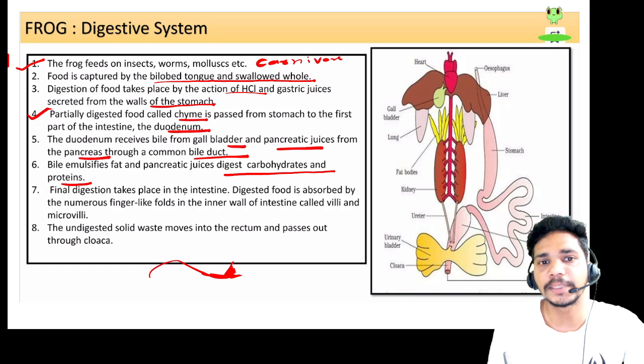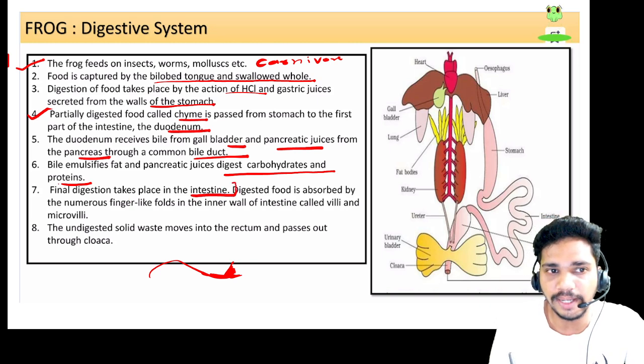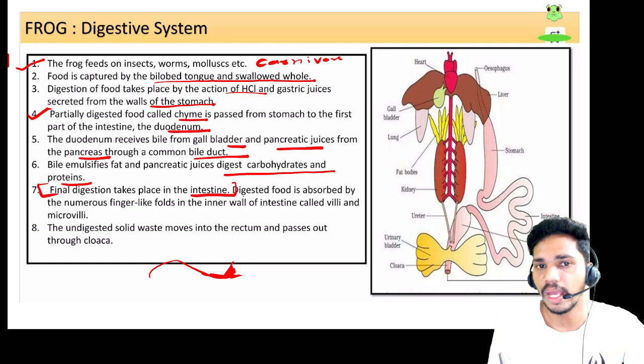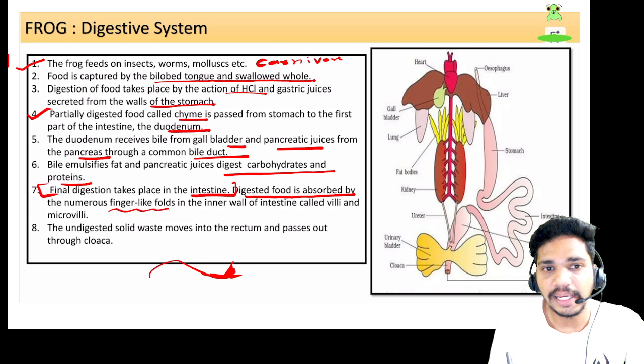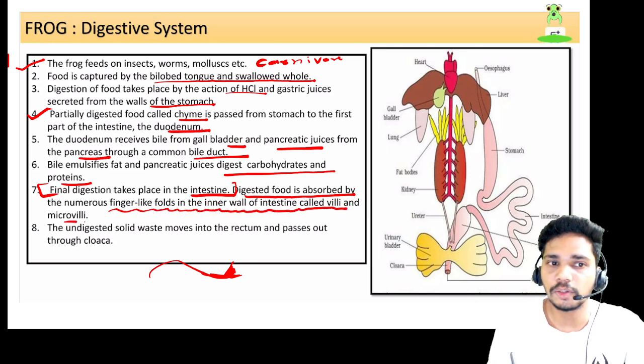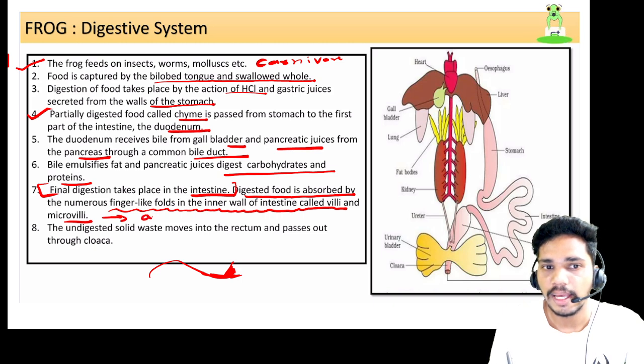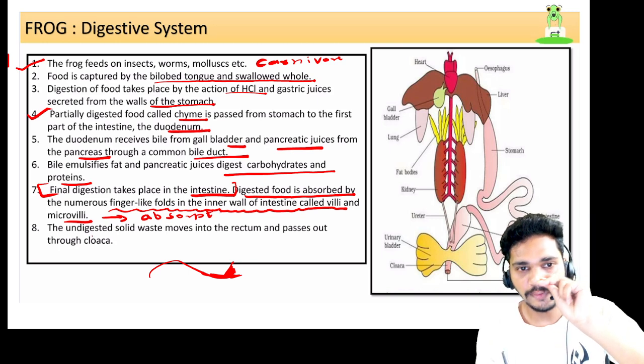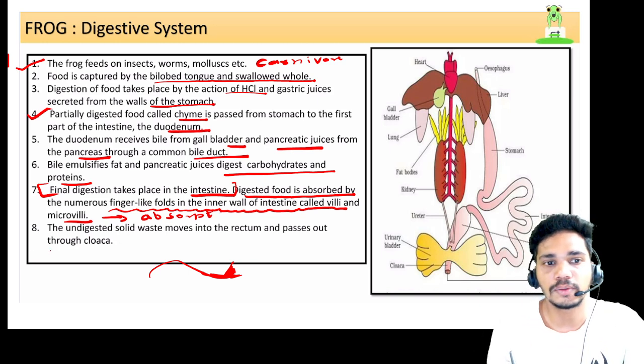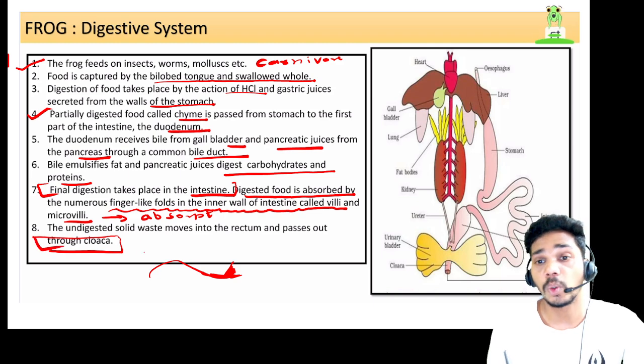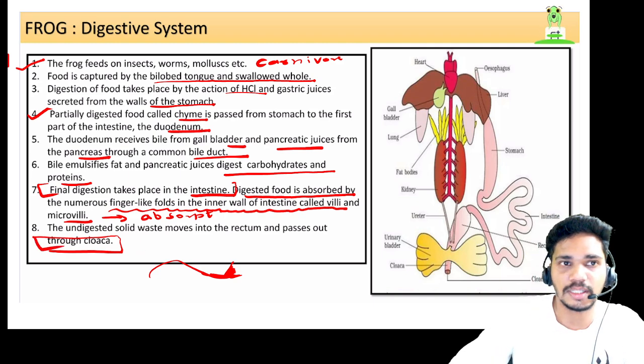Final digestion takes place in the intestine. So where does the final digestion take place? In the intestine. Digested food is absorbed by the numerous finger-like folds in the inner wall of the intestine called villi or microvilli. For what? Greater absorption. The undigested solid waste moves into the rectum and passes out through the cloaca. So the cloaca is a common passage, that we have just studied.